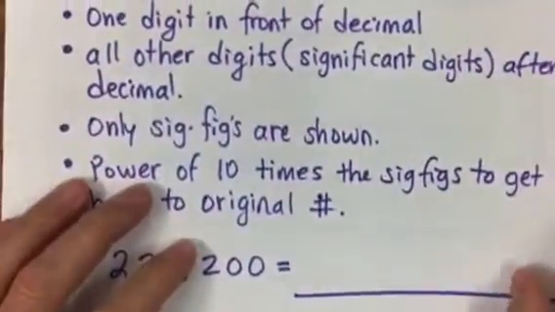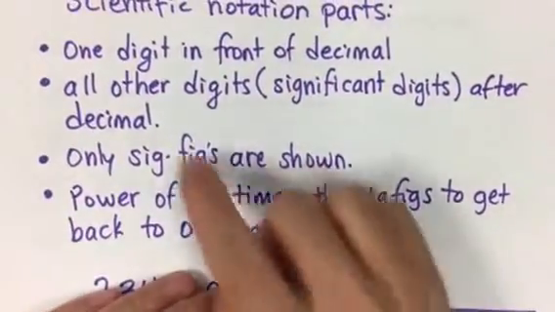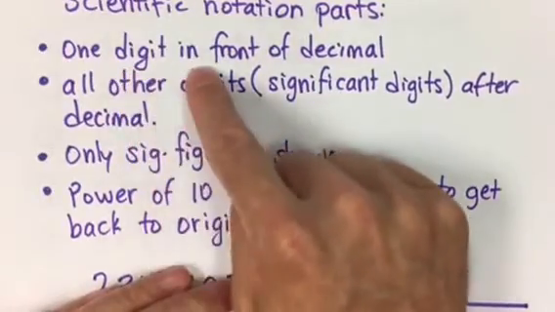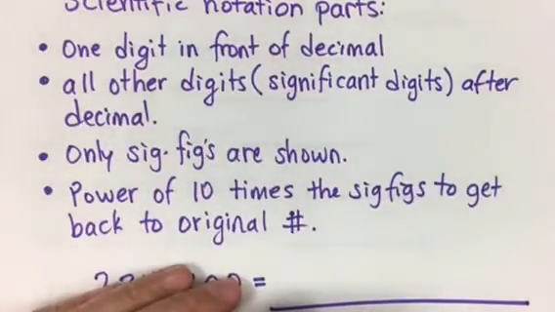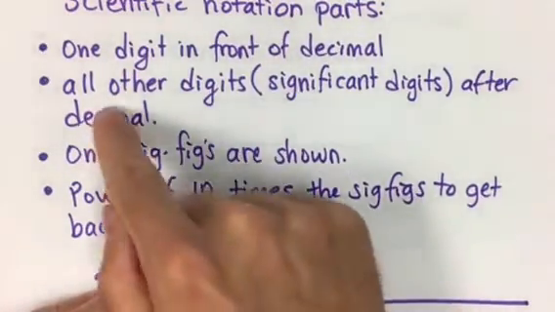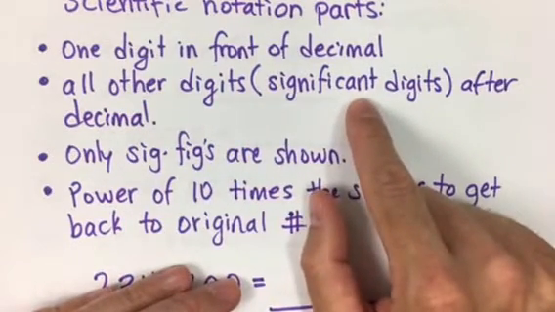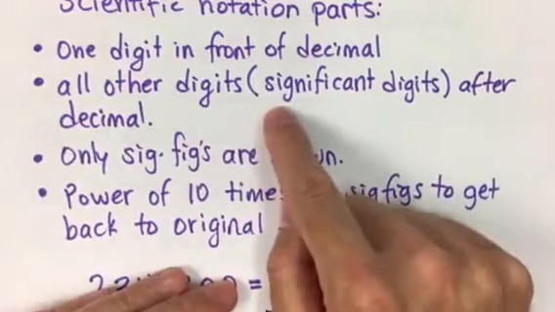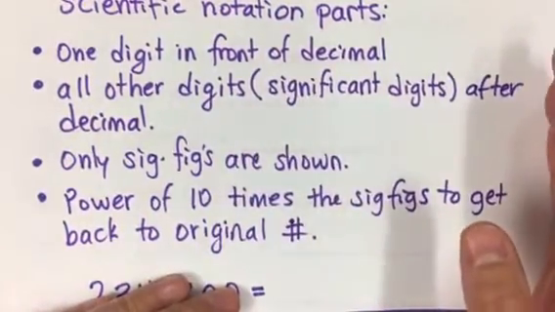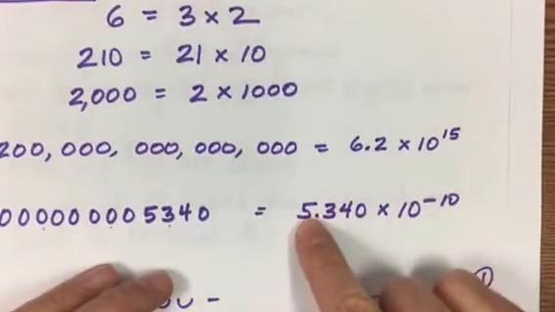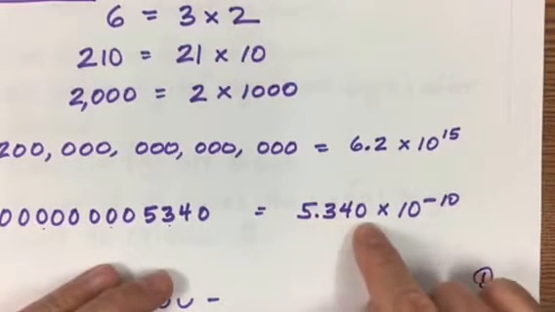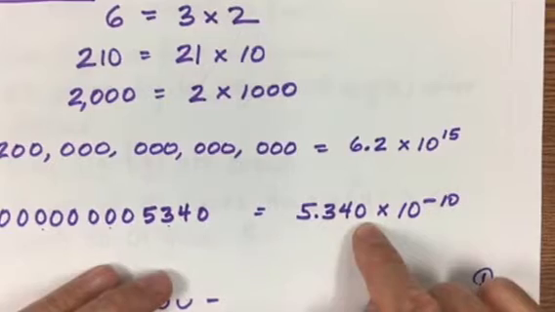Scientific notation parts are important to understand. First, there's always going to be just one digit in front of the decimal when you have proper scientific notation. All the other digits that are significant, and we only use significant figures, are going to come after the decimal. You'll notice in the example from before, there's only one number in front of the decimal, and all the other numbers that are significant come after the decimal.